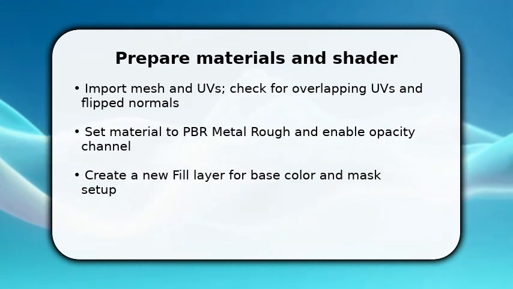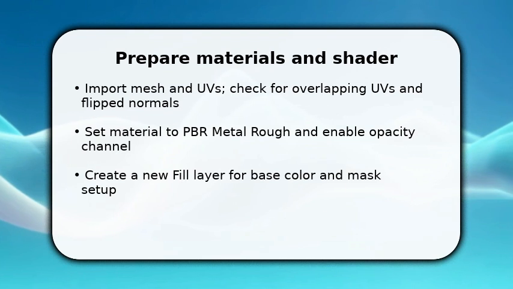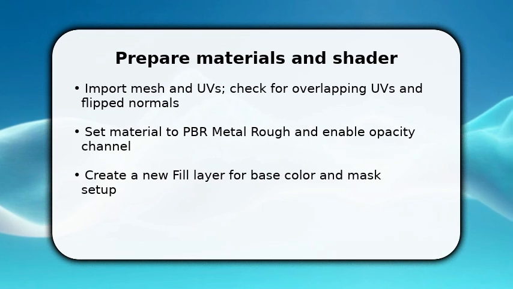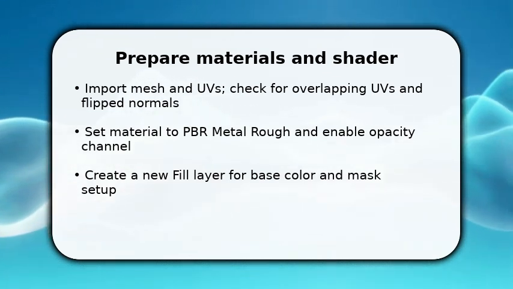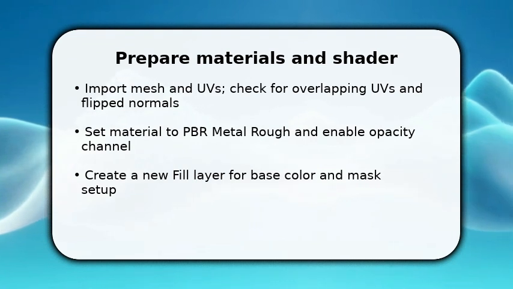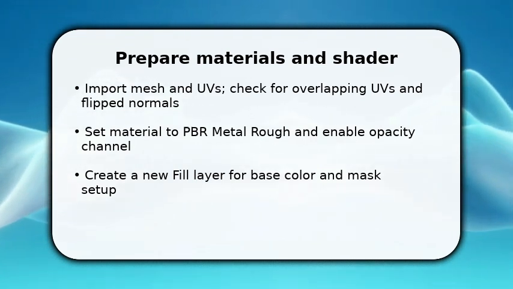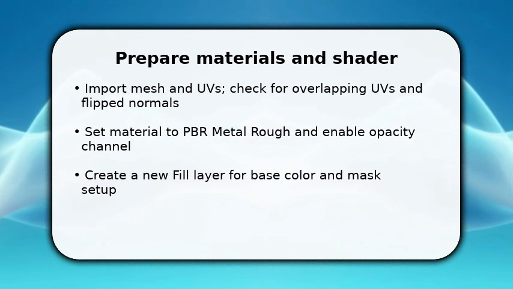Once done, add a fill layer for the base color and set up an initial black mask to control where transparency will appear. Make sure to use 8-bit or 16-bit textures depending on precision needs, and keep your document size consistent so opacity behaves predictably across maps.